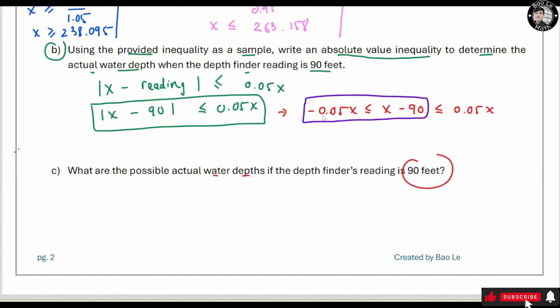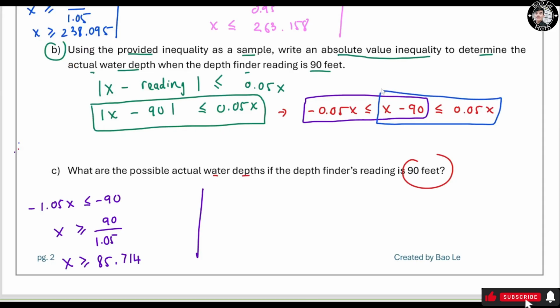Now we're going to solve the left hand side inequality right here, right? So we're going to subtract S from both sides. It's going to be negative 1.05 S less than or equal to negative 90, right? Divide both sides by negative 1.05. So it's going to be S greater than or equal to 90 divided by 1.05, right? So S greater than or equal to 85.714, right?